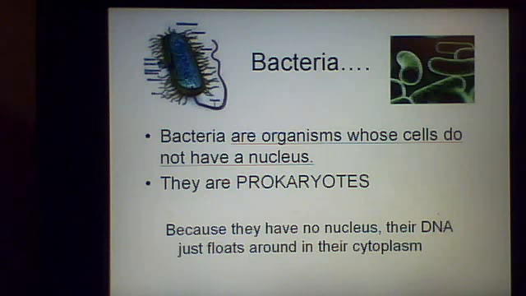Bacteria are organisms whose cells do not have a nucleus. And we talked about cells that do not have a nucleus, and they are called prokaryotes. And remember, we have cells that are eukaryotes. So remember how we distinguish between prokaryotes and eukaryotes. You have human cells, so your cells are eukaryotes, whereas organisms like bacteria are prokaryotes. They do not have a nucleus.